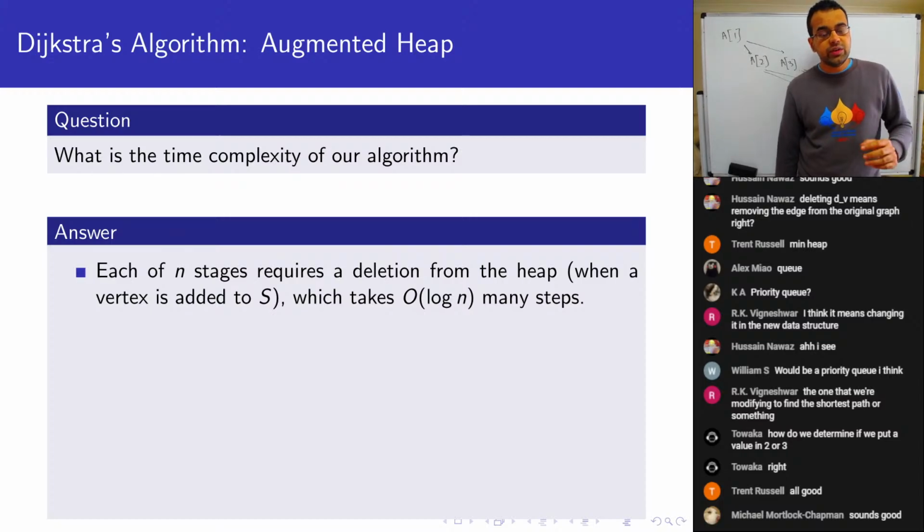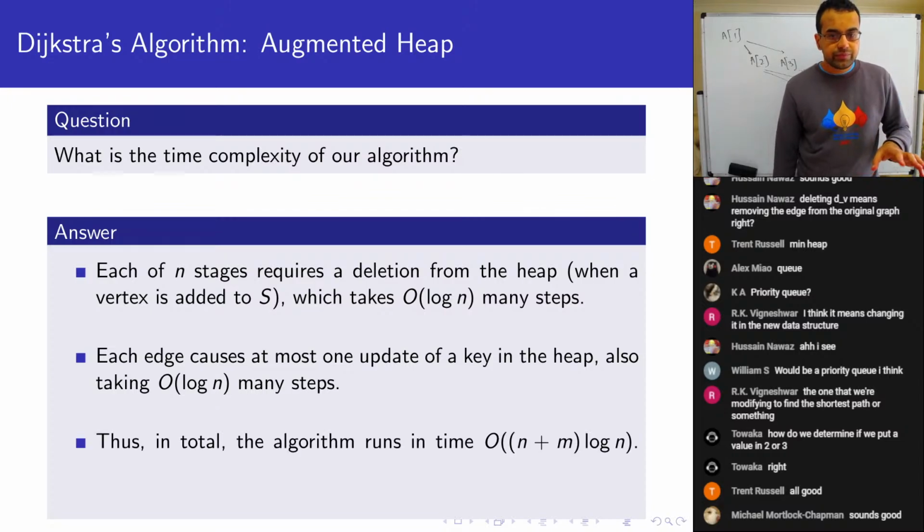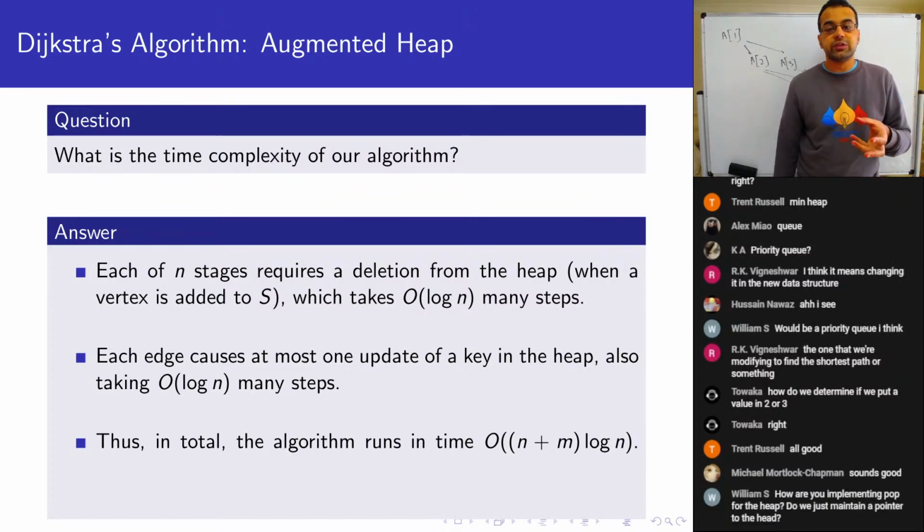In each of the n stages, we need to access the top of the heap, which takes constant time. We need to delete from the heap, which takes log time. And then finally, just as before, for every edge, we need to run our update procedure. But now our update procedure might change something in the heap. And because there might be some bubbling involved, it's no longer constant time. It's now a log time procedure, which means that for each of n vertices, we do log n work to pop it from the heap. And for each of m edges, we may need to update the shortest known path to the destination of that edge.